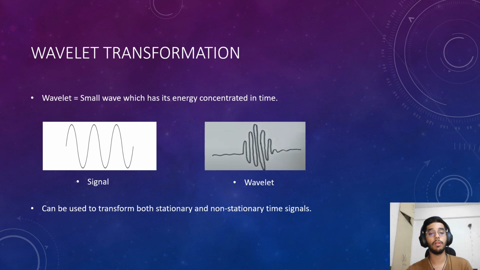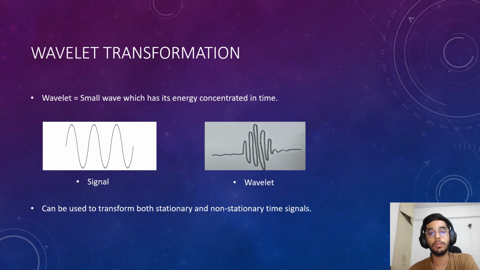So wavelets are small waves which have their energies concentrated in time. Plus, the wavelets can be localized in both time and frequency domains, unlike the signals that we get after Fourier transform. Also, the wavelet transform can be used to get multi-resolutional analysis of a signal. We also know that the Fourier series can be done on stationary time signals, but this wavelet transform can be done in both stationary and non-stationary time signals. This can be considered as an advantage.